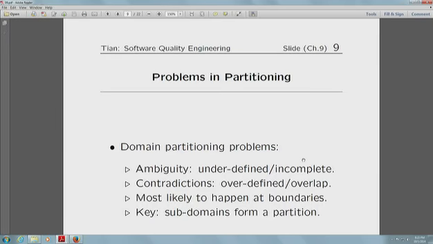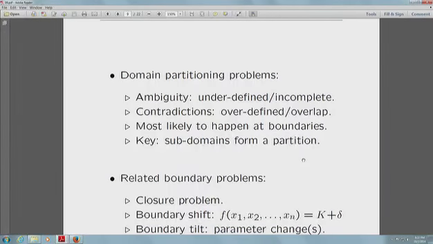So you come up with the strategies. But the problems with domain partitions are basically of two types: one is ambiguity, and one is contradiction. Ambiguity is that something is not defined. Contradiction is something defined by an over-defined situation. For example, if you have a domain partition, let me go back to this example here.